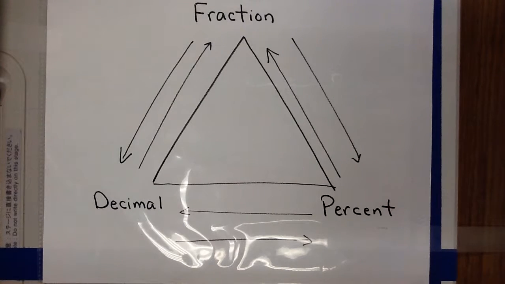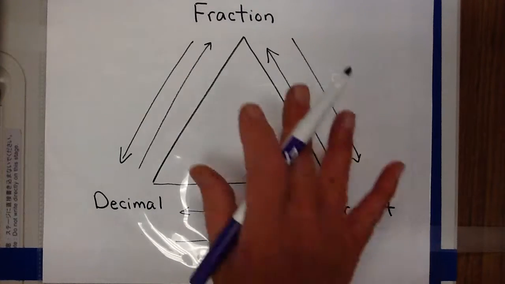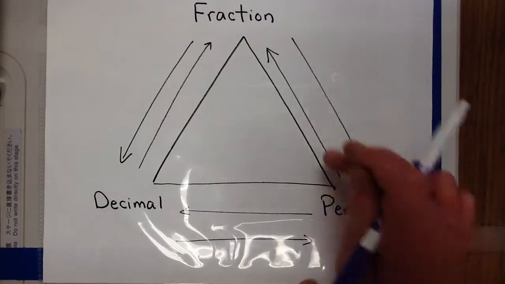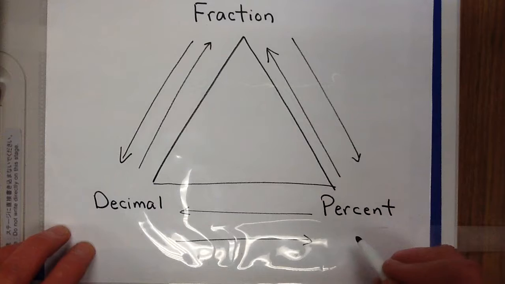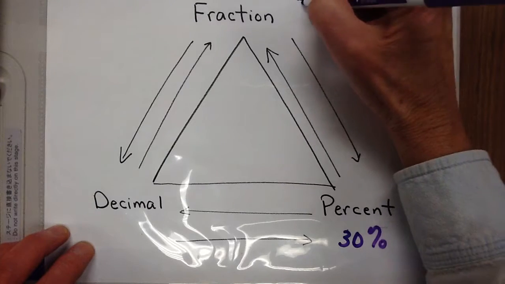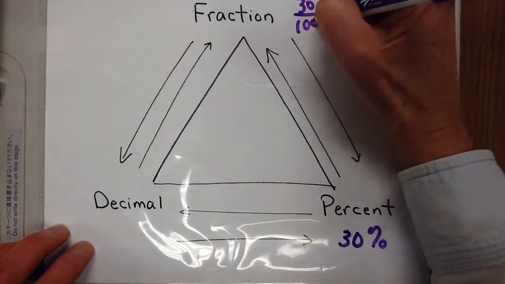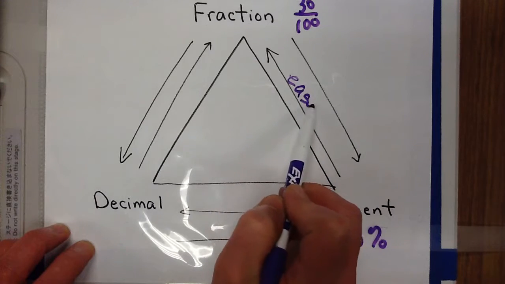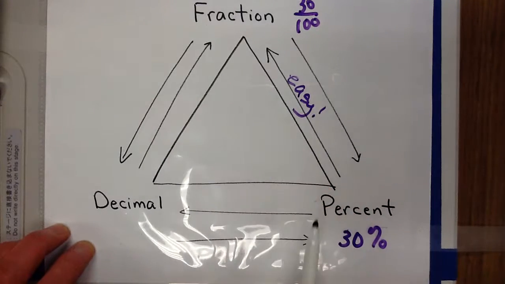So far we have looked at 3 moves on the big triangle. Changing a percent to a fraction, such as 30%, we can rewrite as 30 hundredths. That is an easy move. So I'm going to write easy on that arrow.